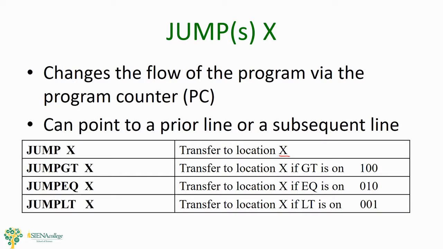Jump greater than, equal to, less than, and not equal to are all dependent upon the value at that point in time of the comparison register. If CCR is 100, then a jump greater than will execute. If it's any of the other values, it will not execute. Jump equal to will only change the flow if the value is 010, and jump less than will only change the flow if the value is 001.